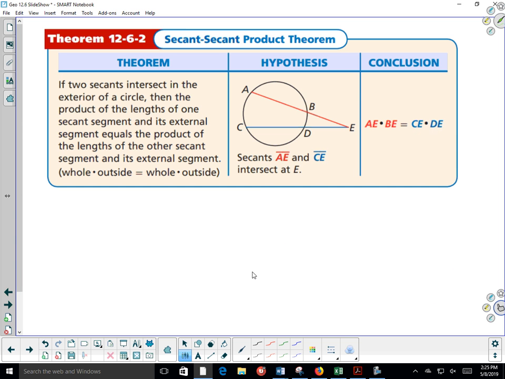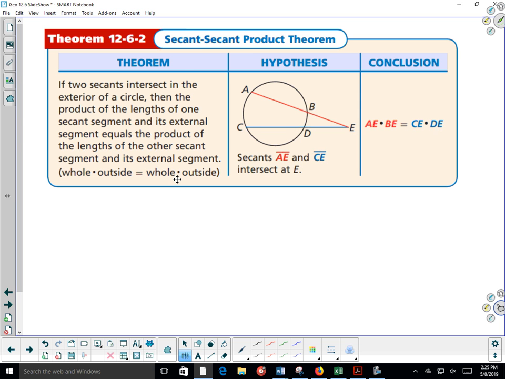So that is the secant product theorem, and it goes like this. If 2 secants intersect in the interior of a circle, then the product of the lengths of one secant segment and its external segment equals the product of the lengths of the other secant segment and its external segment.